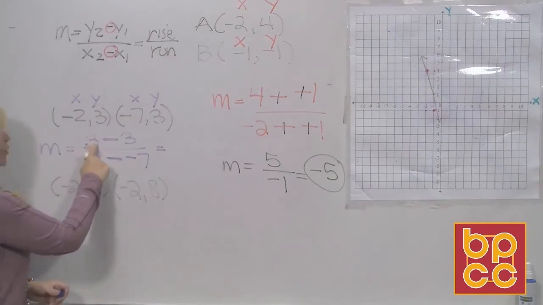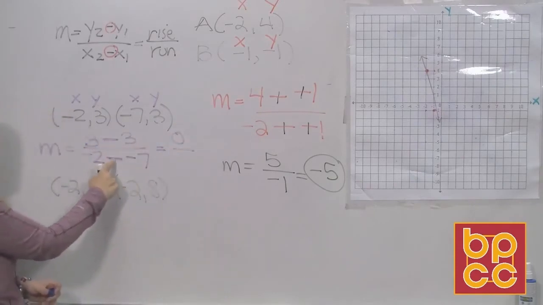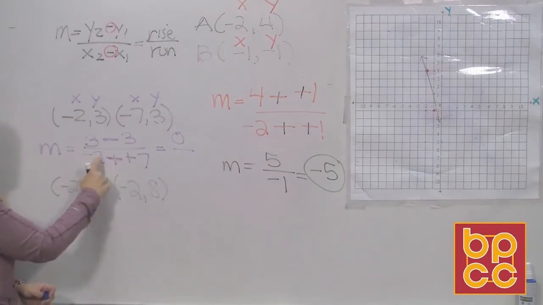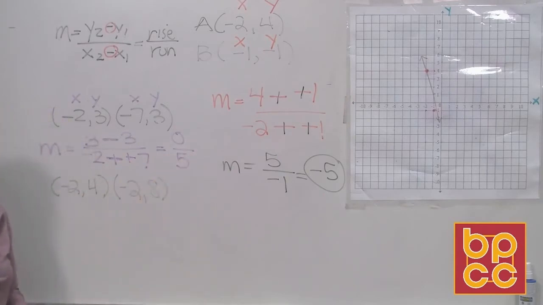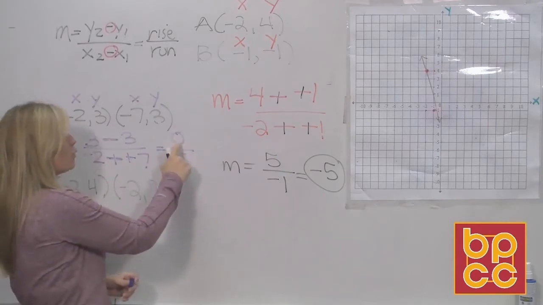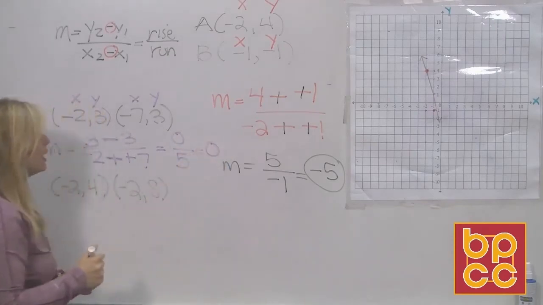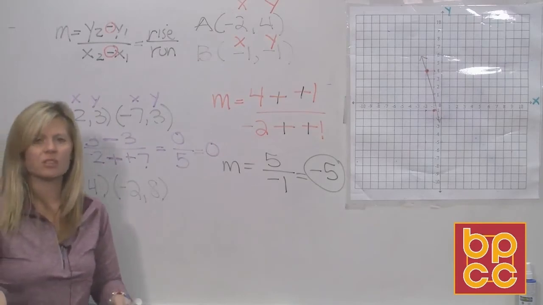In the numerator, 3 minus 3 is 0. In the denominator, two negatives side by side make a positive. -2 plus +7 is 5. But you wouldn't leave that, because 0 divided among 5 people is 0. That says the slope is 0. Now what does it mean if the slope is 0?